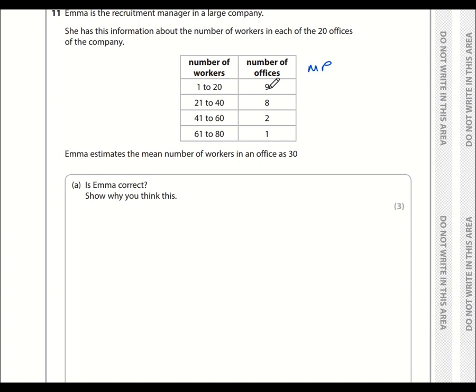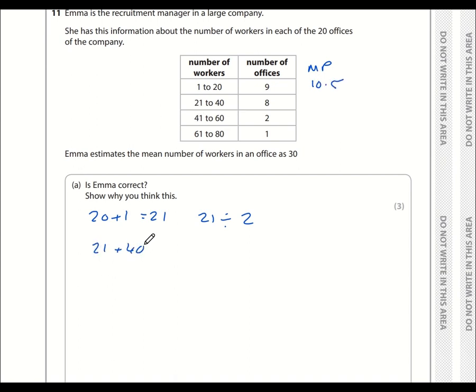So we know that 9 offices have between 1 and 20 workers. Well, all these 9 offices might just have 1 worker. They might all have 20. So what we're going to do is work out the midpoint. Now to work out the midpoint of 1 to 20, we just need to add 20 and 1 together, which is 21, and divide 21 by 2. So the midpoint here is 10.5.